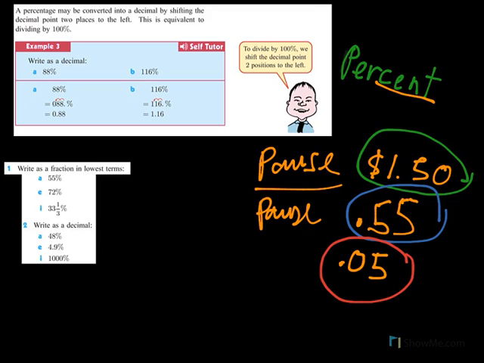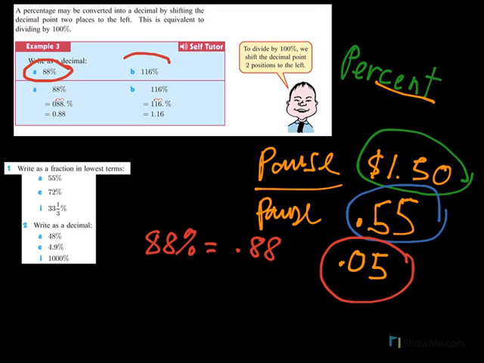If you remember this, it really helps. We have our problem here, 88%. 88% is the same as 88 cents. How do we write 88 cents? 0.88.